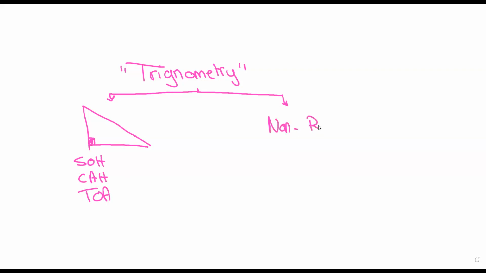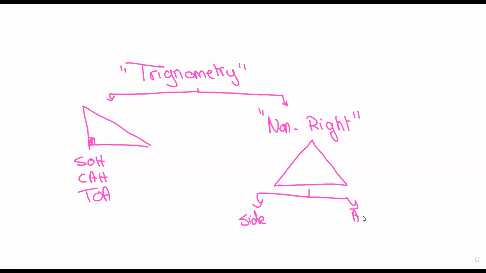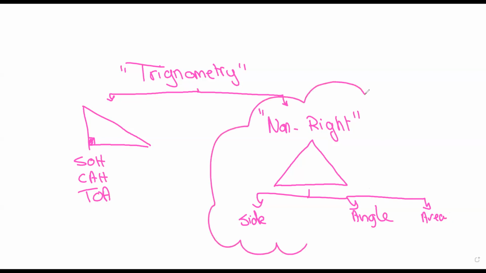To be very specific, we are going to discuss the triangles that are not right-angled. What is required in any triangle? In any triangle, you will be required to calculate either a side or an angle, and sometimes you might be asked to calculate the area. So for non-right angle triangles, we are going to discuss how to calculate a side of a triangle, how to calculate an angle of a triangle, and how to calculate the area of the triangle. This is what we will focus on today, non-right angle triangles.